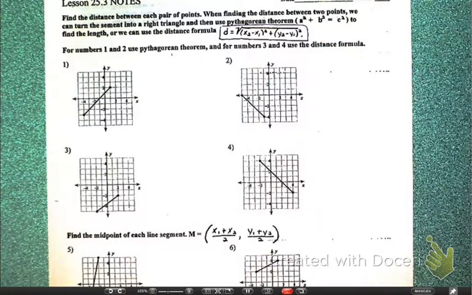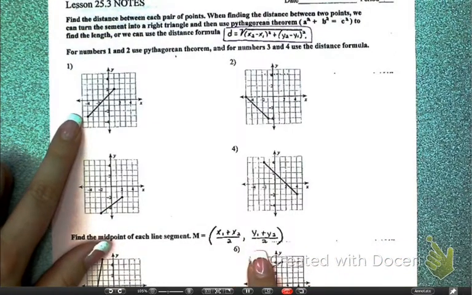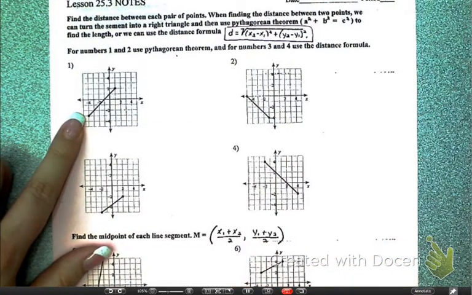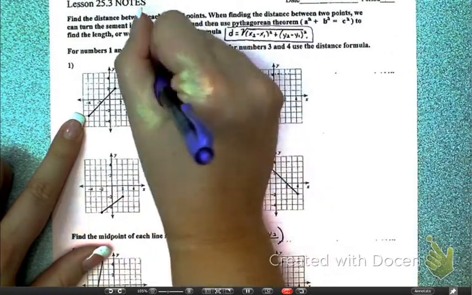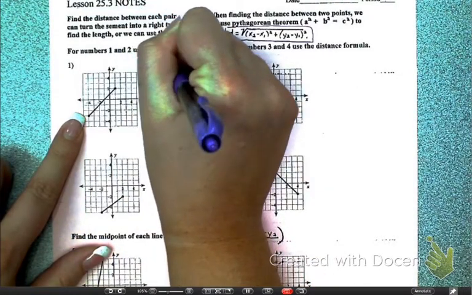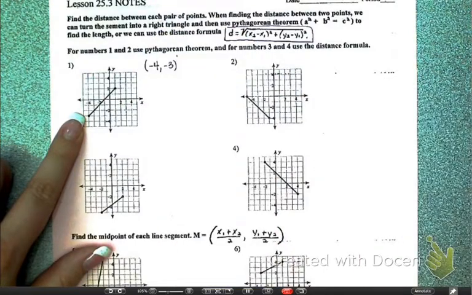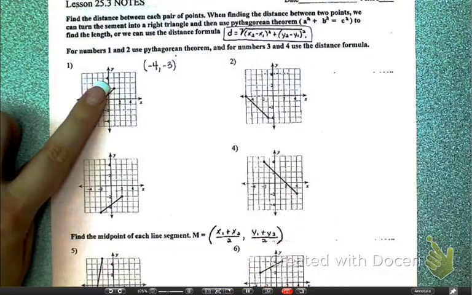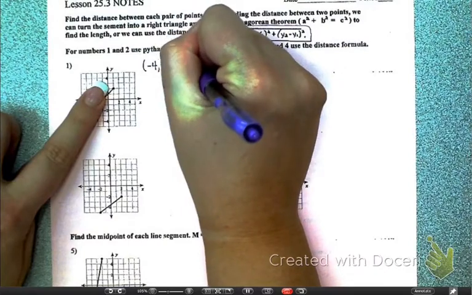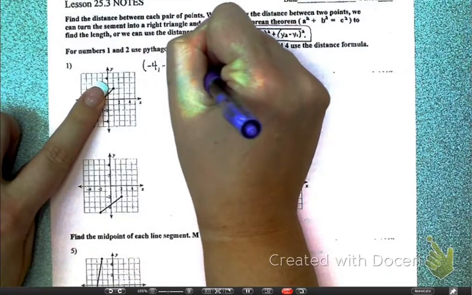Does that formula look familiar? Yeah? Okay. In order to use the distance formula, we have to have coordinate points. So let's look at number 1. What is the coordinates of this point down here? -4, -3. Okay, so -4, -3 is that point down there. And what's this point up here? 1, 2.